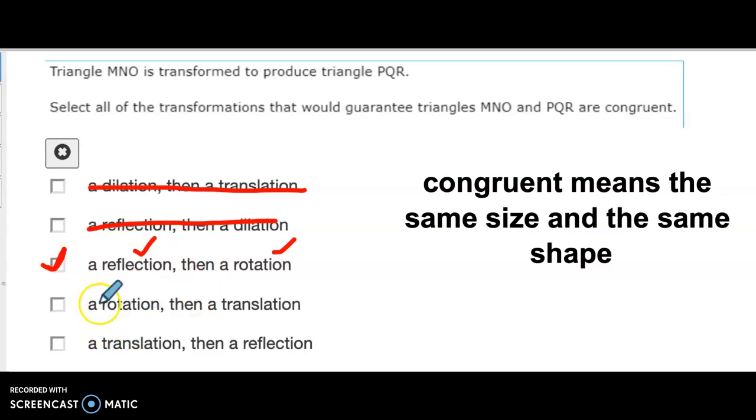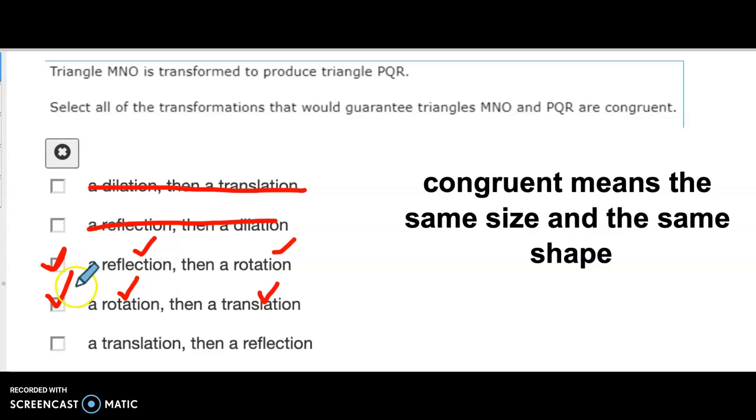The next one, a rotation, then a translation. Well, we already talked about what a rotation is. A rotation is a rigid motion. It does not change the size, so that's good. Then a translation. Remember, when we translate something, we're just moving it or sliding it. So that is also a rigid motion, and this would be a correct answer. Rotating and then translating would give you congruent figures.